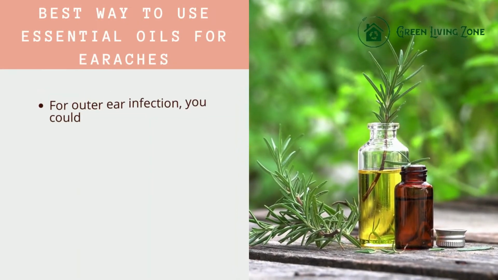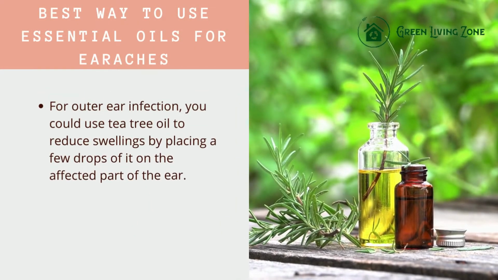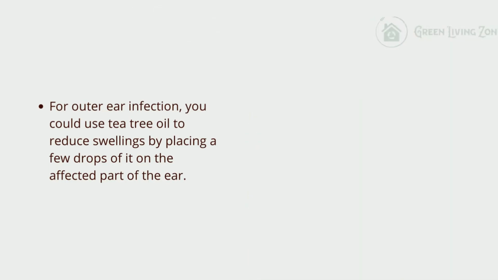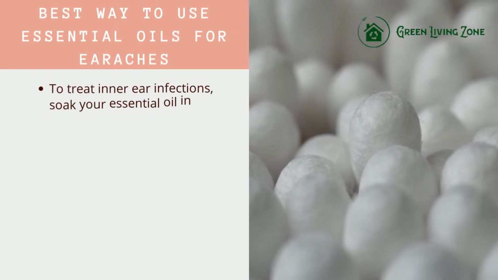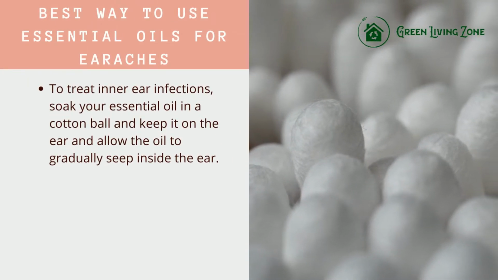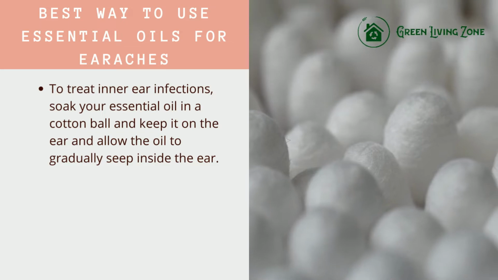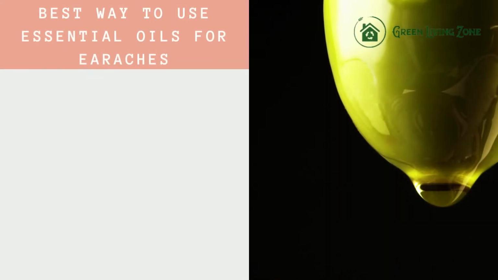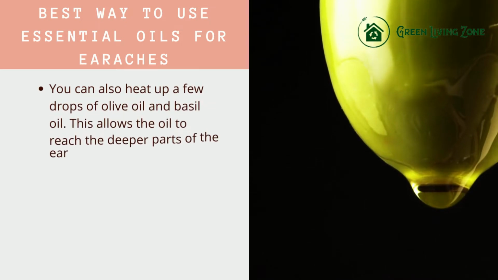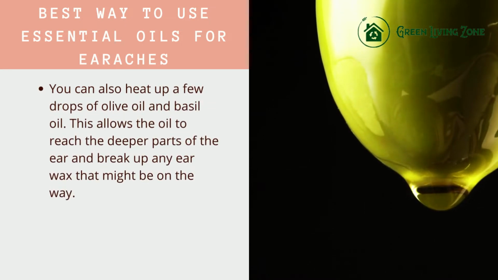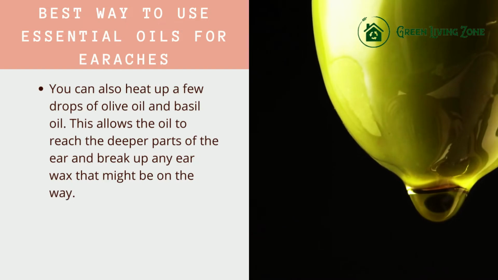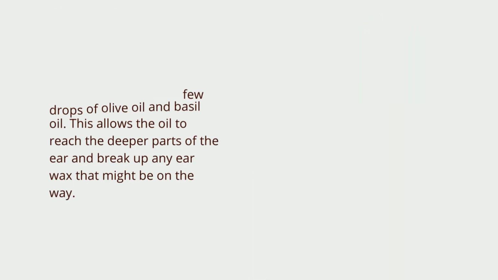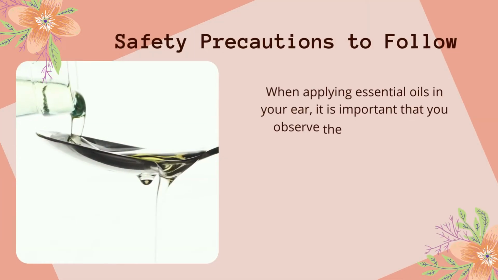For outer ear infection, you could use tea tree oil to reduce swelling by placing a few drops of it on the affected part of the ear. To treat inner ear infections, soak your essential oil in a cotton ball and keep it on the ear, and allow the oil to gradually seep inside the ear. You can also heat up a few drops of olive oil and basil oil. This allows the oil to reach the deeper parts of the ear and break up any ear wax that might be in the way.